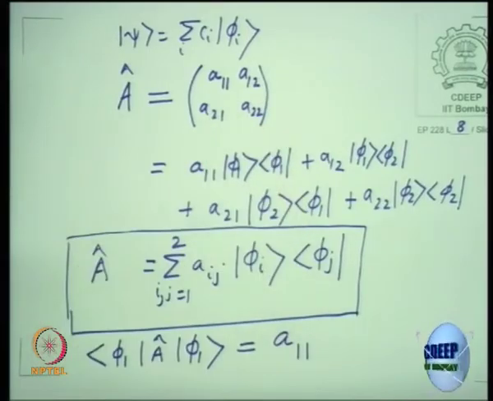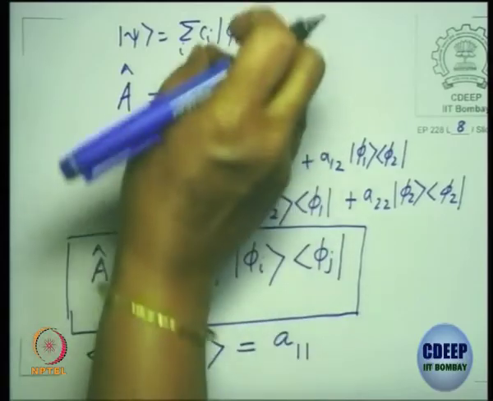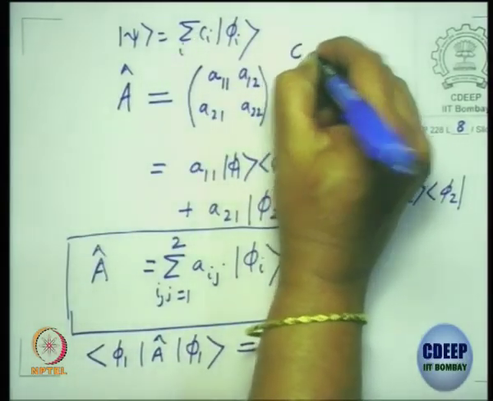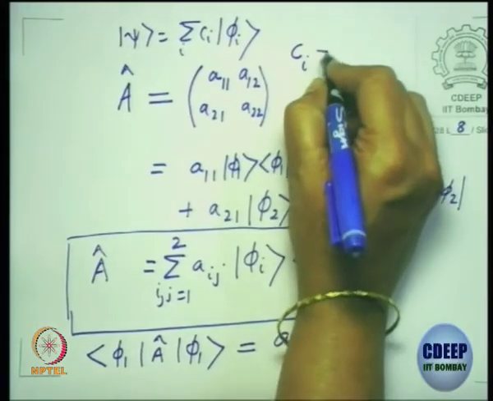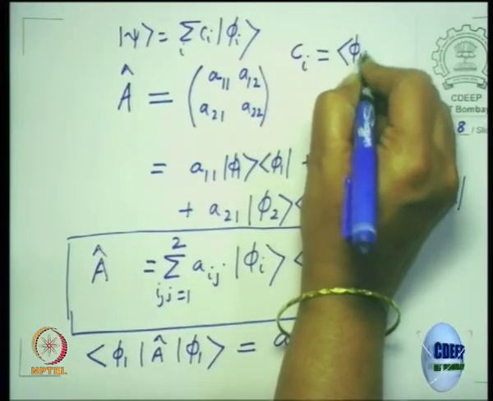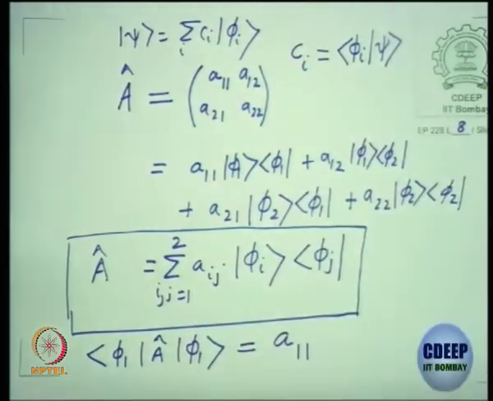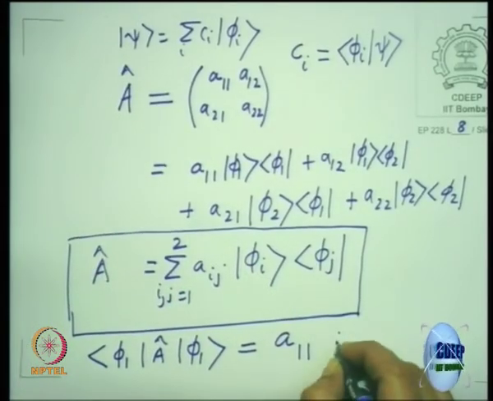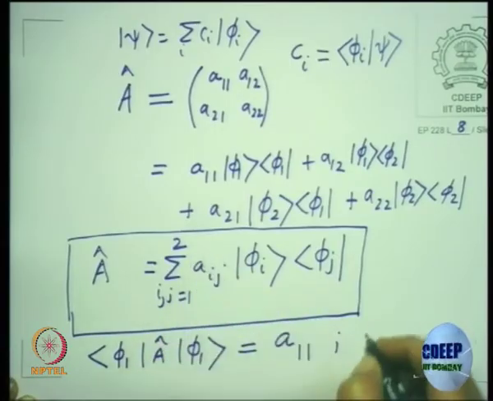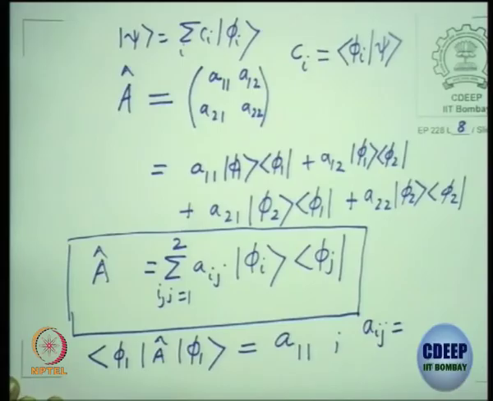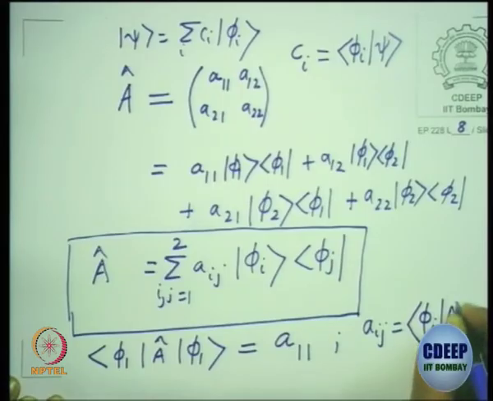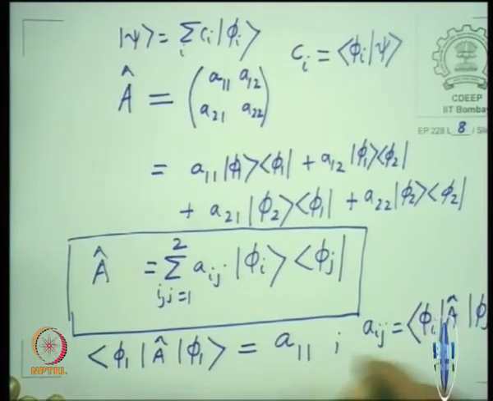Okay. So, what I have tried to present here is that if you have an abstract operator and abstract basis states, you can find the components of this abstract operator, just like Ci. When I wanted to find Ci, it was <phi i|psi>, so you take the inner product of phi i with psi. In the context of operators, if you want to find these coefficients Aij, you have to take <phi i|A|phi j>. That is it.